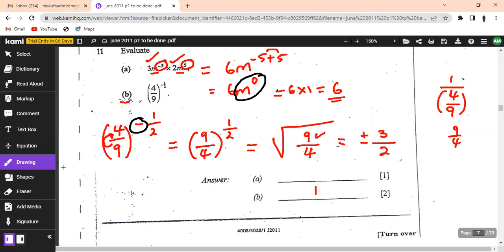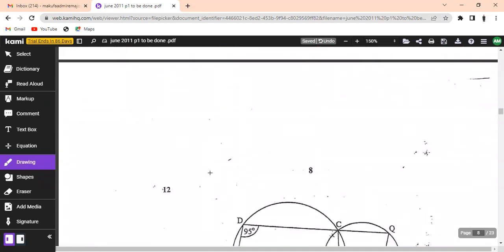So that's what you're going to have in this case, which is plus or minus 1 and a half, 2 into 3, that's 1 and a half there. So it's going to be plus or minus 1 and a half, or plus or minus 3 over 2, which is the same thing actually.